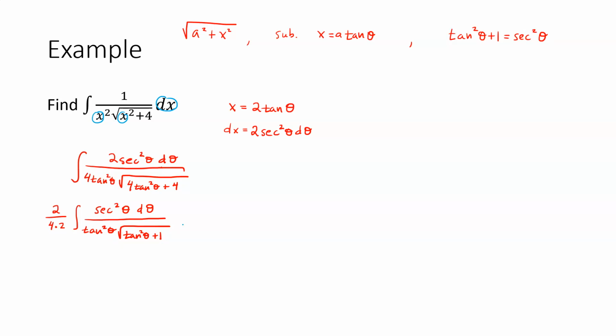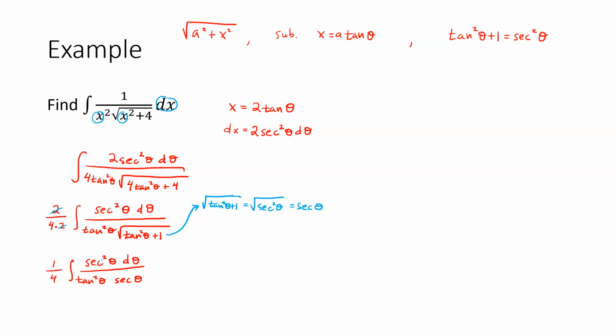And here's where we want to now use that identity, right? So we see tan squared plus 1 here. Becomes the square root of secant squared, which is really just secant theta. Okay. And here, let's divide out those 2's. So now we got 1 over 4 times the integral of secant squared theta d theta, tan squared theta, and then another secant theta down here.